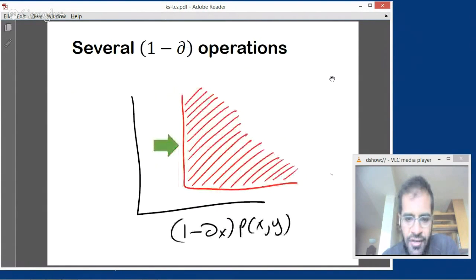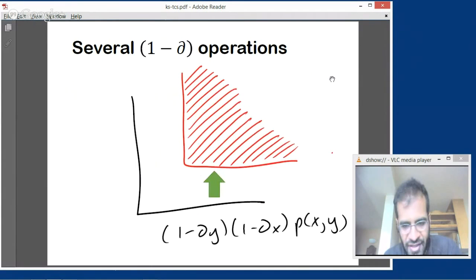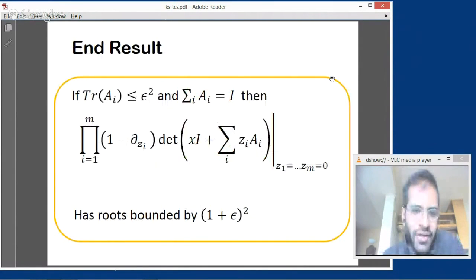When you apply a differential operator with respect to x, this level set of the barrier function moves to the right. When you apply it with respect to y, it moves up. These different operators, which correspond to different random vectors in my original problem, behave independently. In this high-dimensional setting, they move this in independent directions, which is why there's no dependence on the number of vectors or on the dimension. Anyway, the end result is the following theorem: if you have a polynomial like this, and the matrices have bounded trace and add up to the identity, then the roots are bounded by 1 plus epsilon squared. Since the matrices are just the covariance matrices of our vectors, this yields the theorem that we wanted.